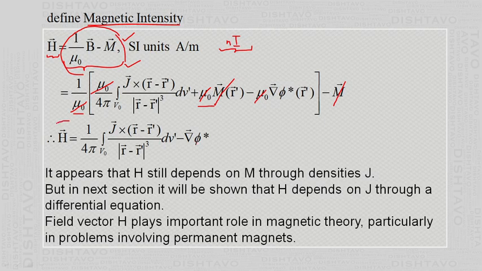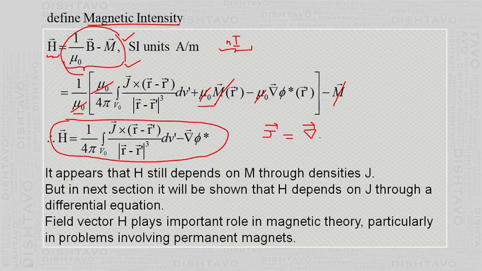Now, if you look at this formula, what I want to show is that this H depends entirely on the external things, not on the material. But here, what we know is that this vector J, we have shown, is equal to the curl of vector M. So vector J equals curl of vector M, that is the curl of the magnetization. So H depends upon the magnetization.